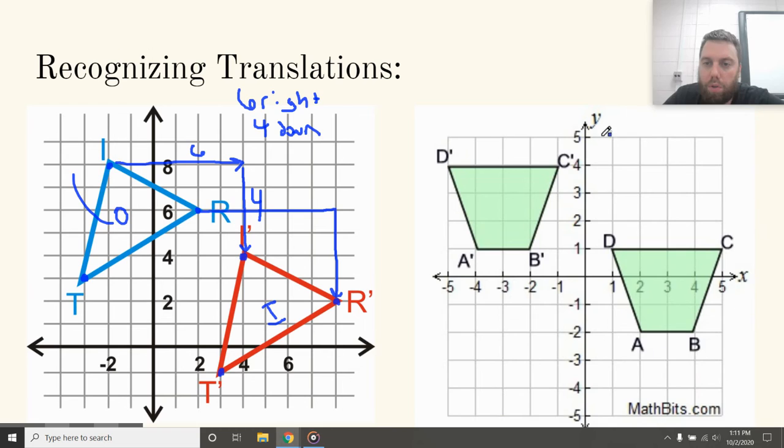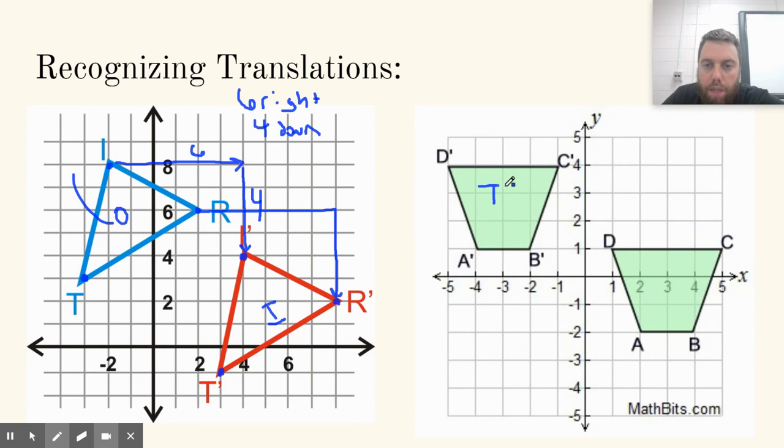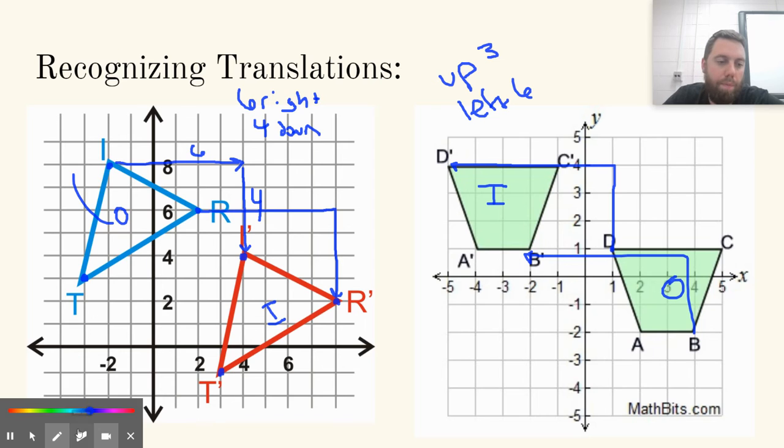Looking at this other example over here, we notice these are the tick marks here. So this is our image, and this is our object. How did D get to D prime? So it went up 3 and over 1, 2, 3, 4, 5, 6. Okay, so up 3 and then left 6. Okay. And that'll be true for every point. Up 3, over 6 gets you from B to B prime.